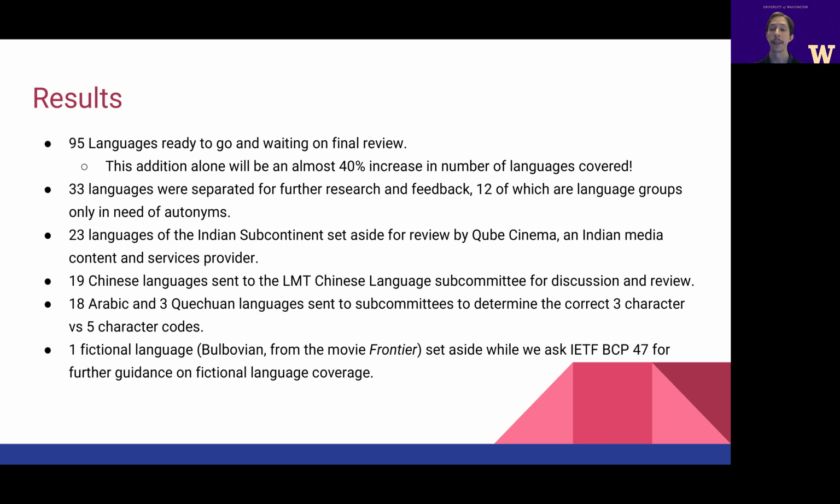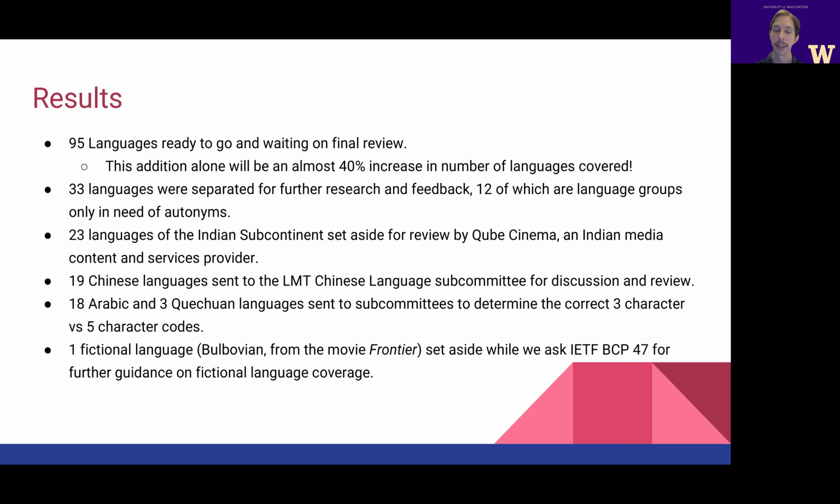Results. So we have 95 languages ready to go and sent off to the working group for review and ingest. This edition alone is going to be an almost 40% increase in number of languages covered by the LMT. 33 languages were separated for further research and feedback. 12 of these are language groups that only need autonyms, so I'm hoping they can be moved forward quickly. 23 languages of the Indian subcontinent I sent for review by Cube Cinema, an Indian media content and services provider. They'll know much better what to do with Indian languages than me.